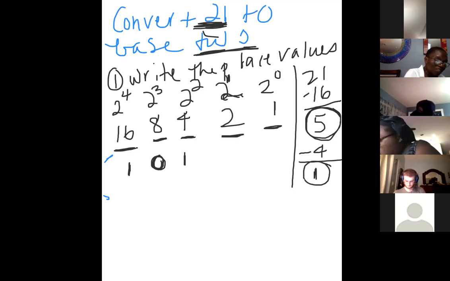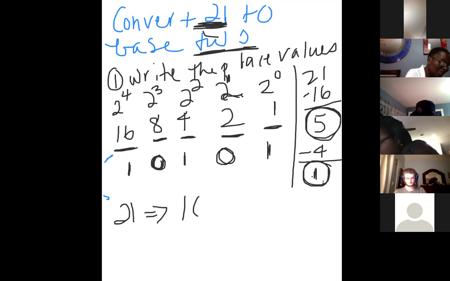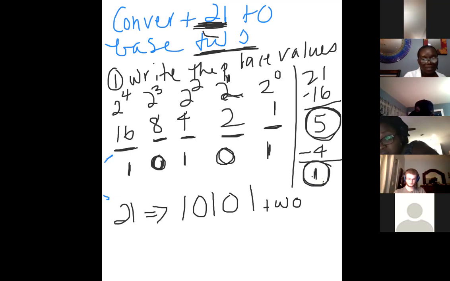So we've got one more digit we need to create. The next digit down is 2, and 2 is greater than 1. So that's going to be a 0. And so the last digit is 1, and we need a 1 in this problem. So we're going to put 1 right there, guys. So pretty much what just happened, the number 21 in base 10 will be 10101 in base 2.